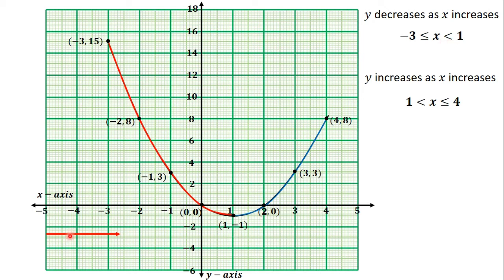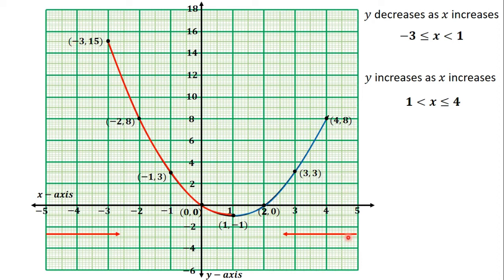Now we have considered the behavior of the curve as we move from left to right on the graph sheet. What about as we move from right to left? So this time we are moving in this direction from right to left. As we move from right to left, we can see that the x-coordinate here is 4. The x-coordinate here is 3. The x-coordinate here is 2. The x-coordinate here is 1. The x-coordinate here is 0. The x-coordinate here is -1. The x-coordinate here is -2. And the x-coordinate here is -3.